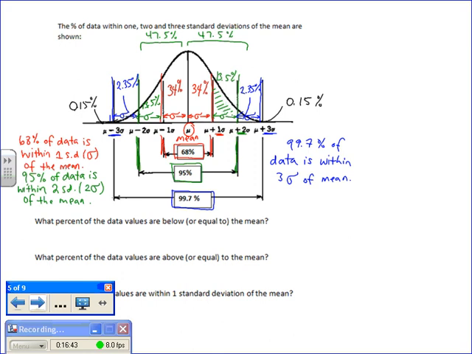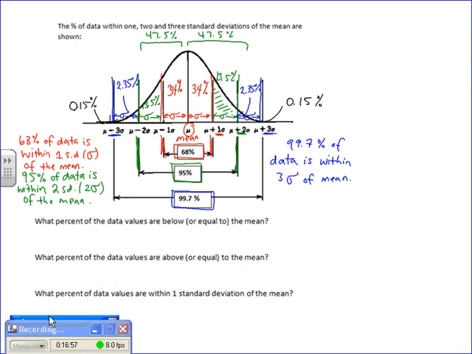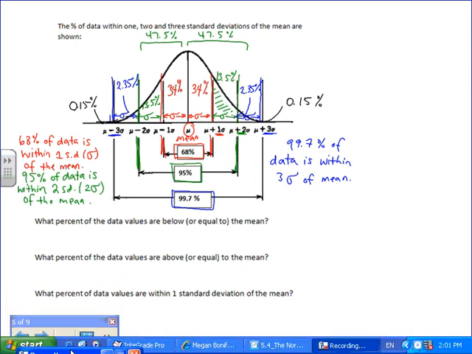And how much of it is there? Only 0.15% of the data is outside 3 standard deviations. If you add all these percentages up, we're going to get 100%, and that represents all of our data. So using this curve now, let's go ahead and answer some questions about any data that's normally distributed.